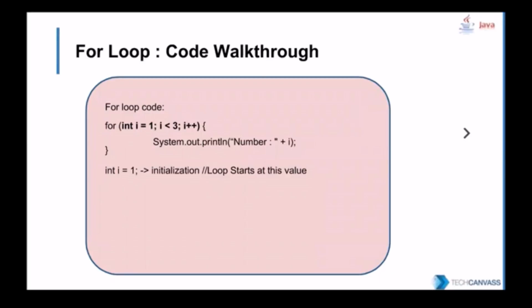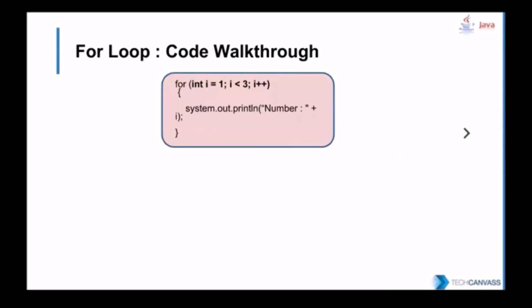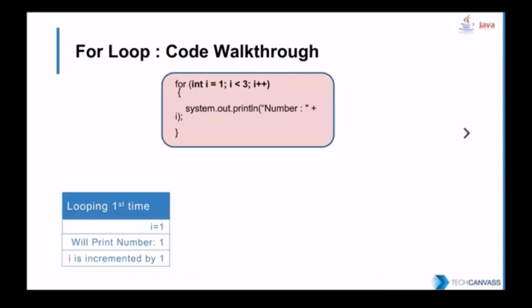So when we say I is equal to 1, that is initialization, the loop starts at this value. First condition that is checked is whether 1 is less than or equal to 3. Okay. So if condition is true, we'll print and I is incremented by 1 every time. So see, when I is 1, it will print number 1. I will be incremented by 1.